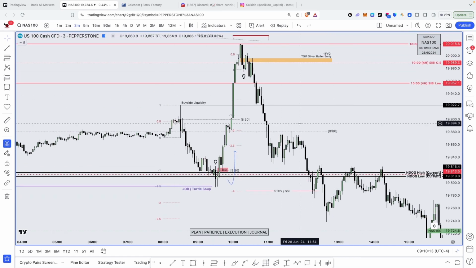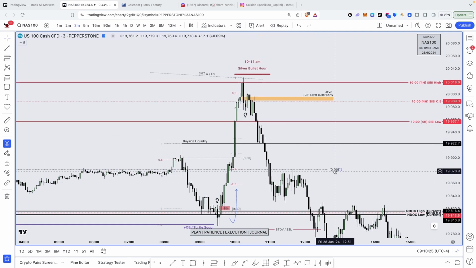You must always have midnight open because it tells you when you're at premium and also when you're at discount. And if you want to be a buyer, you want to buy discount below the midnight open, and if you want to be a seller, you want to sell at premium above midnight open. So that's how I actually use this.